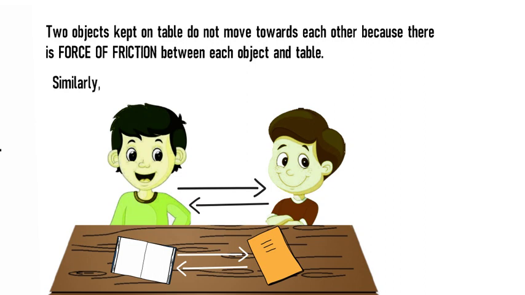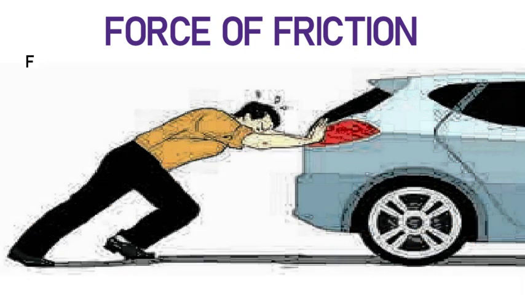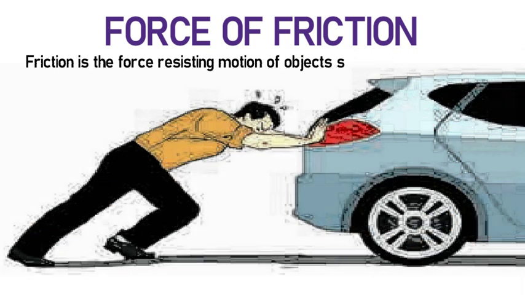Similarly, there is a force of friction between our body and the floor. And that is the reason that you and your friend do not move towards each other. So students, this all is because of the force of friction. Now what is the force of friction? Friction is the force resisting the relative motion of objects sliding against each other.